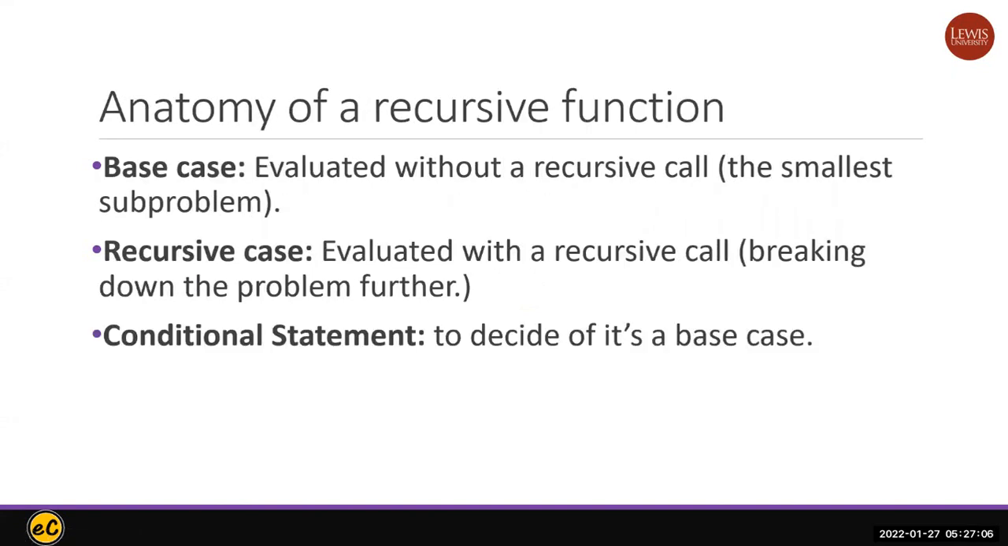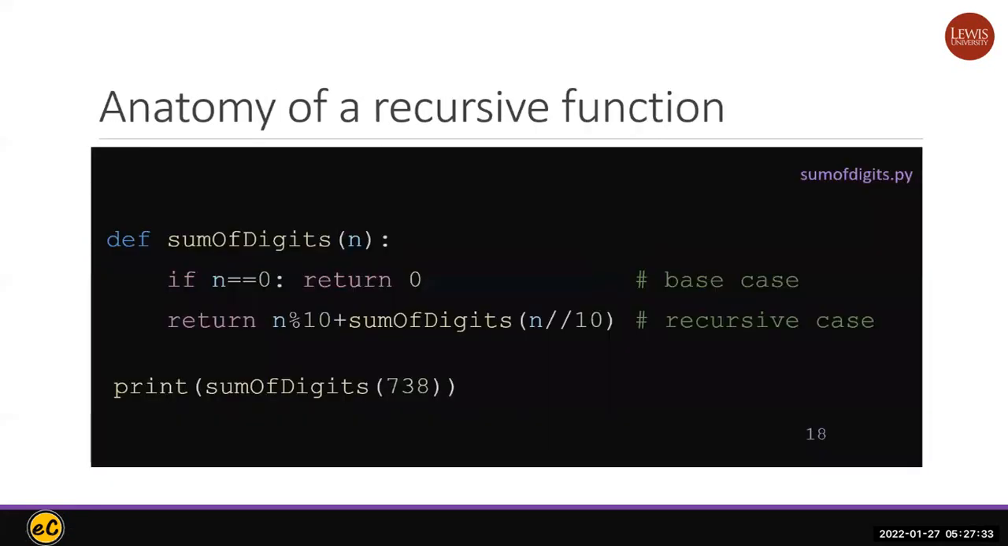So the anatomy of a recursive function: you must have a base case that evaluates without a recursive call, and then a recursive case that evaluates with a recursive call, and then conditional statements to decide the base case. Okay, these are the different features that we will need. So let's look at this one here. We have sum of the digits.